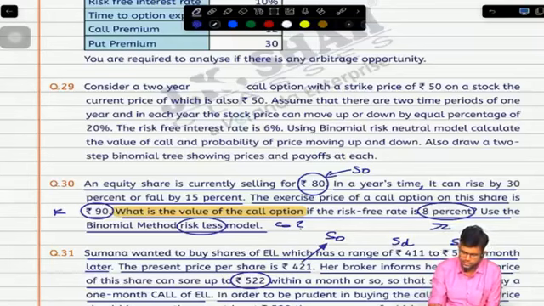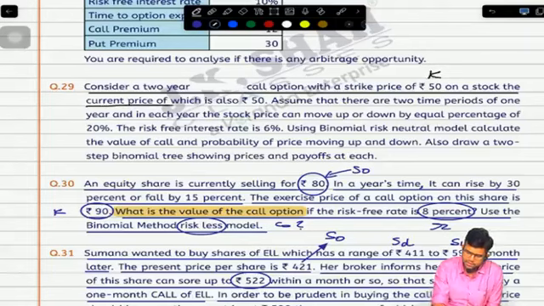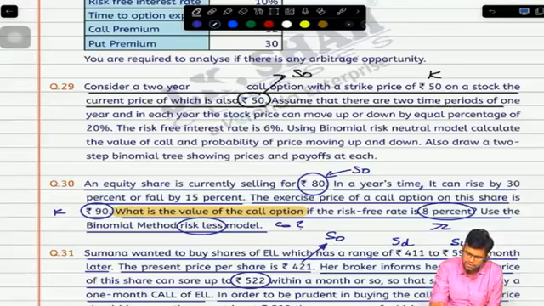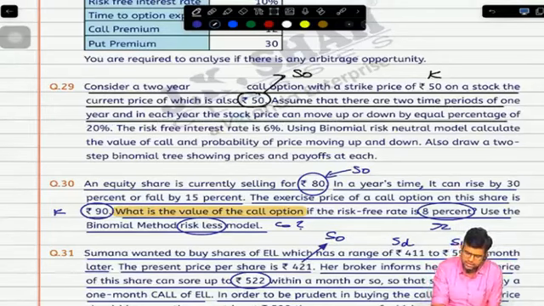Read the question. Okay. They're saying consider a 2 year call option. My God, 2 year is the maturity date. You're getting it? With a strike price of 50. Okay, this is K. The current price of the share is also 50. So on a stock whose current price is 50, this, do you realize, is S0. Assume that there are two time periods of 1 year each, and in each year the stock can move up or down by equal percentage of 20%.